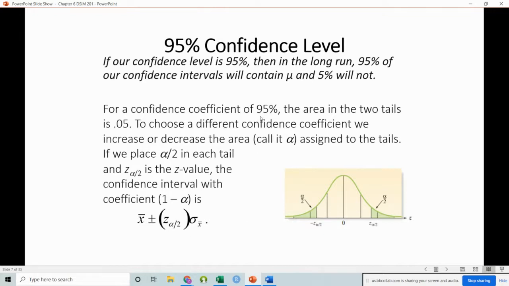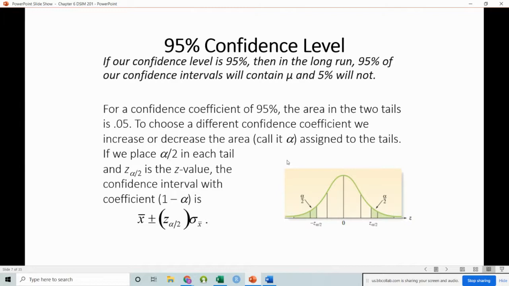So for 95%, we want to find alpha. We say 1 minus 95% leaves us at 5%. So we have 5% in the two tails combined. So we have to do alpha divided by 2 to find the one side. We take that 5%, divide it by 2, and now we have 2.5%. Using a decimal, that would be 0.025.